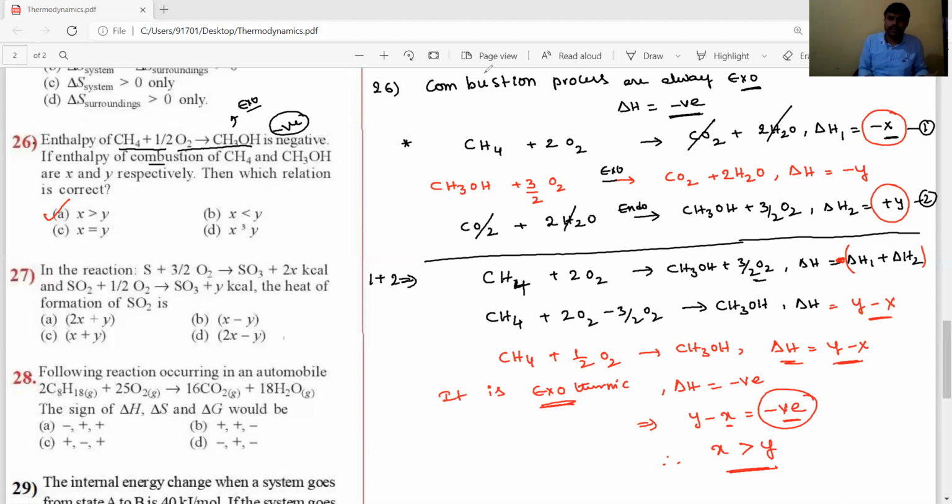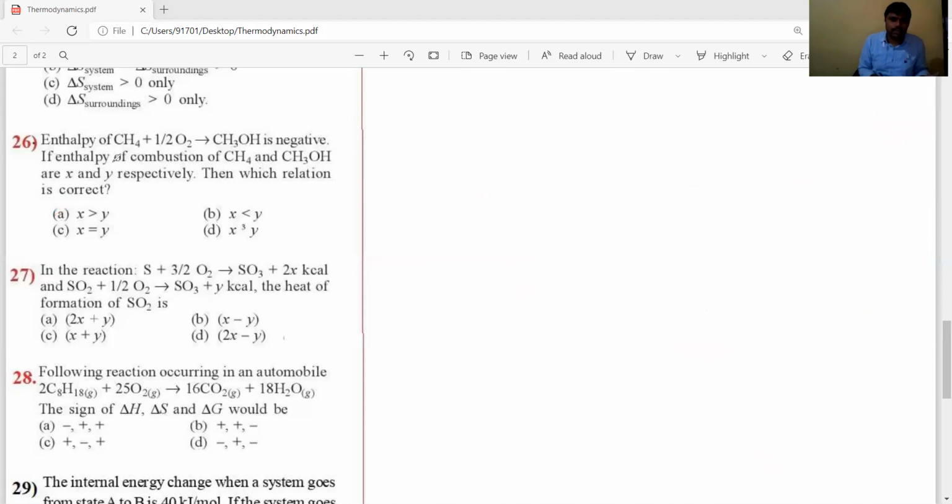Okay, students, let's go to the next question, the 27th question. Dear students, it is also a relation question. From the two equations we have to find out the formation of SO2 value. SO2 formation we have to find out. Okay, let's take the given equations.